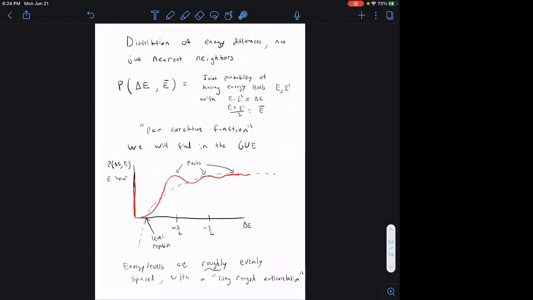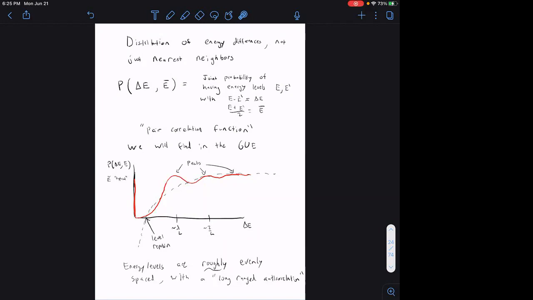This is telling us that if you have an energy at E, you're likely to have an energy at E plus delta E, where delta E is 1 over L. You're also likely to have another one at 2 over L away and 3 over L away. So there are these peaks which are evenly spaced. This distribution that we'll find, this red shape, is saying that a typical matrix in the GUE has roughly evenly spaced energy eigenvalues.